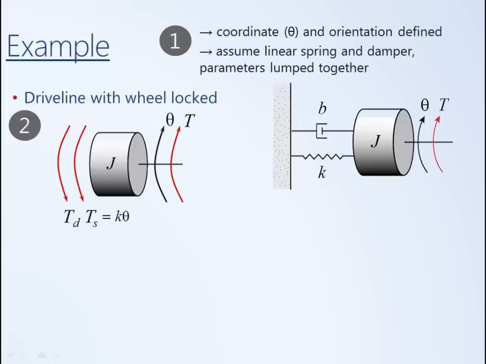And so the torque generated by the spring will be k times theta, and we've oriented it to be opposite of positive theta. So again, you can imagine that you twist the system in the direction of positive theta, the spring will want to unwind, and so it'll generate a torque in the opposite direction. Similarly with the damper, except that the torque is proportional to the angular velocity rather than the angular displacement.